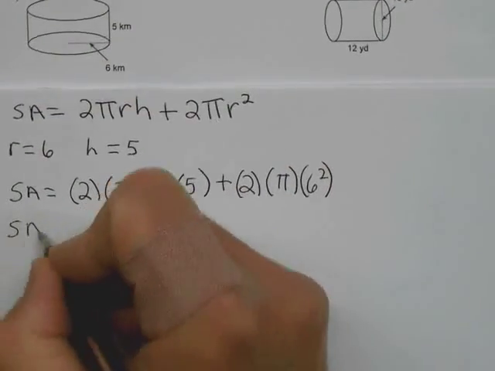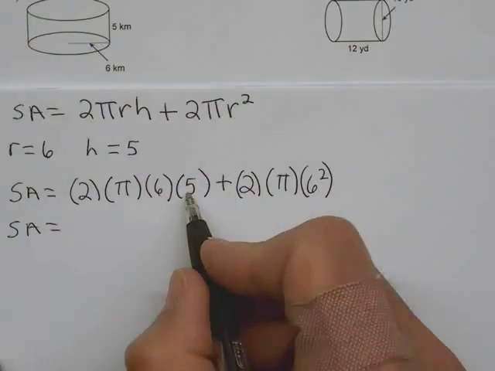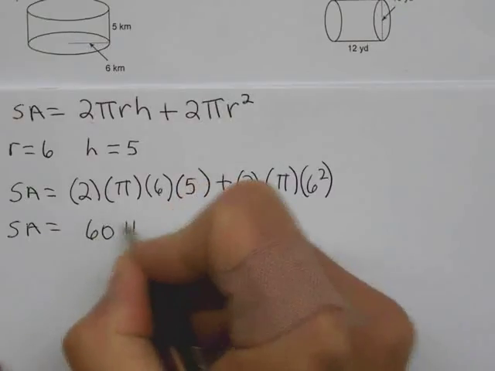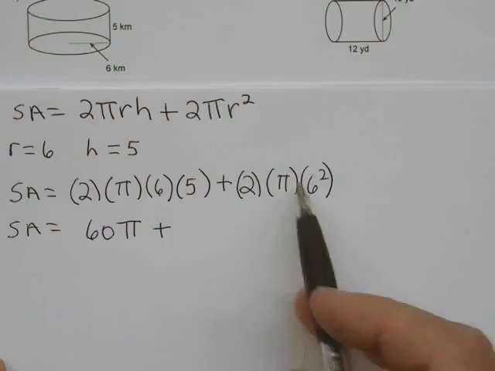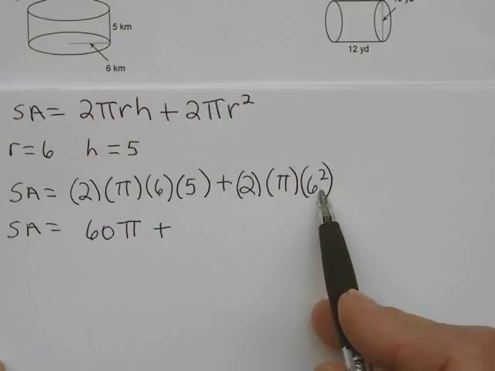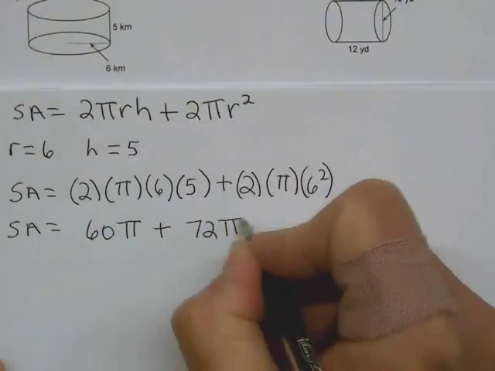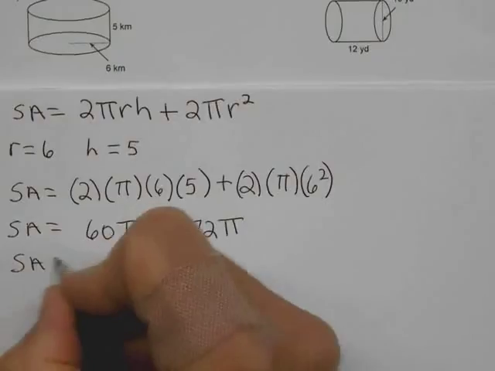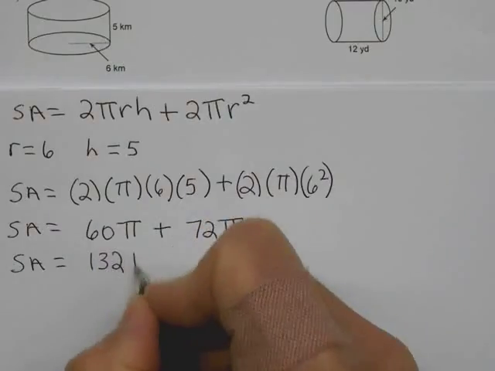The surface area is equivalent to, well, 6 multiplied by 5 is 30. Multiply that by 2, that would be 60. And I'm just going to leave this in terms of pi for now. That would be 60 multiplied by pi plus 6 to the second power would be 36, and 36 multiplied by 2 would be 72. This, of course, would be 72 pi. And now I'm going to combine those like terms. There you go. And 60 plus 72, I believe 6 plus 7 is 13. This would be 132 multiplied by pi.